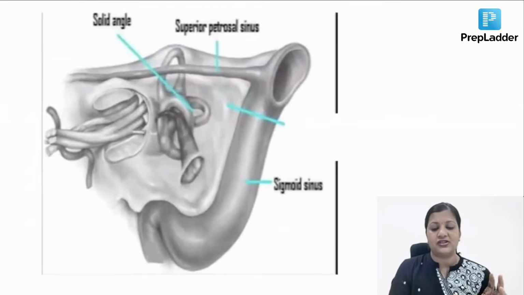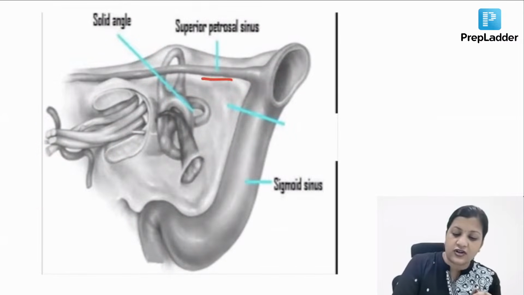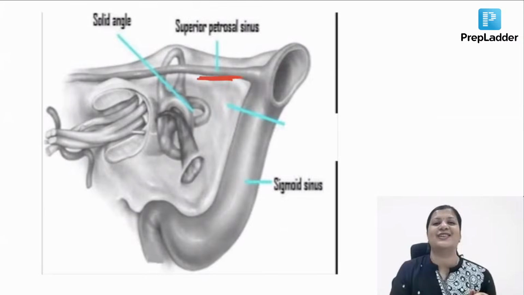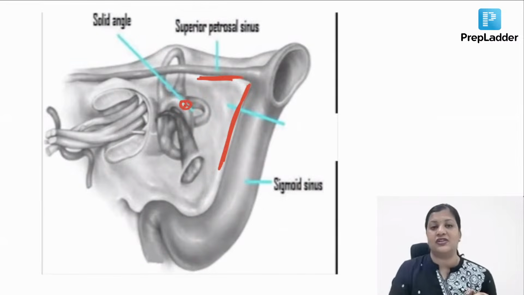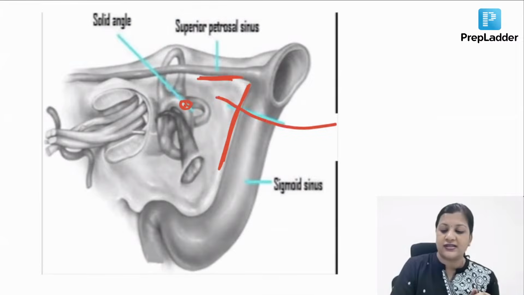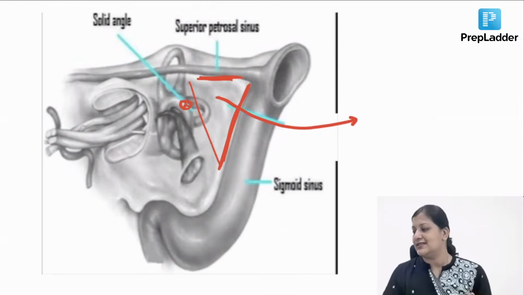The next image is asking you about what this triangle is. Can you all tell me what this triangle is, where we have got the superior petrosal sinus superiorly, the sigmoid sinus posteriorly, and the solid angle medially? The solid angle is the angle between the 3 semicircular canals. So what is this triangle called? I'm waiting for all of your answers. What is this triangle? Yes, I'm waiting for your answers, guys.